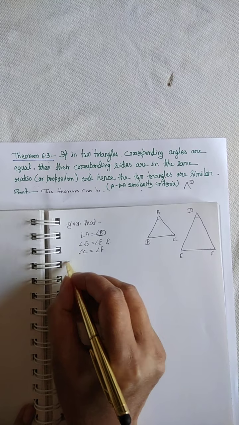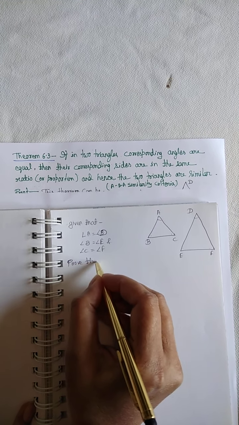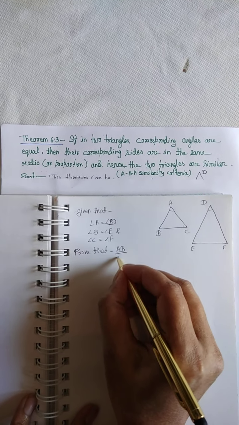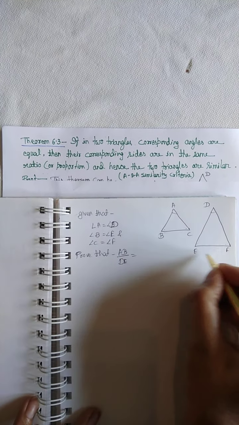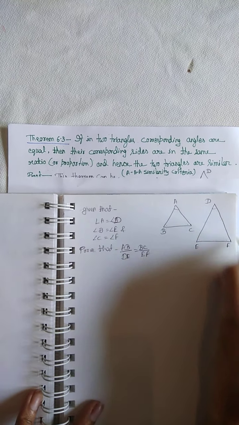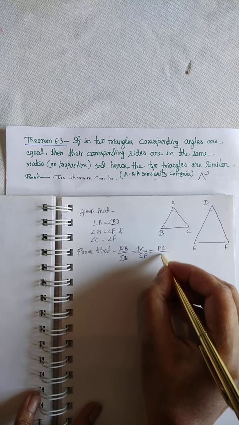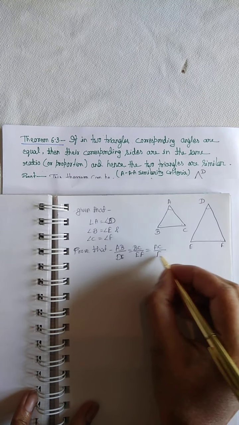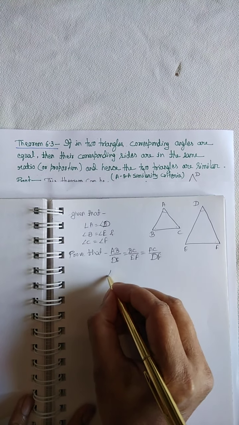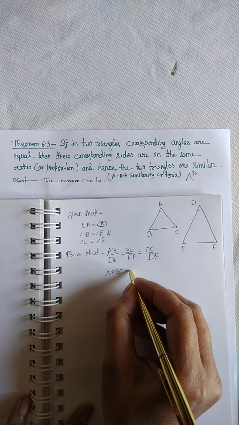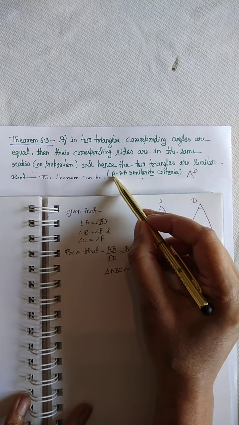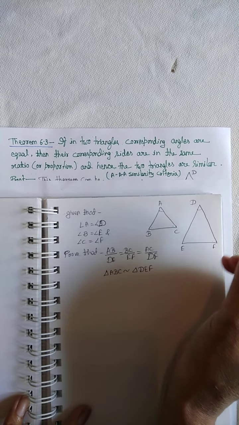So we have to prove that the sides are in the same proportion, that means AB by DE equals BC by EF equals AC by DF. Or we can also say that the two triangles are similar, that means triangle ABC is similar to triangle DEF. This is also called the angle similarity criterion.